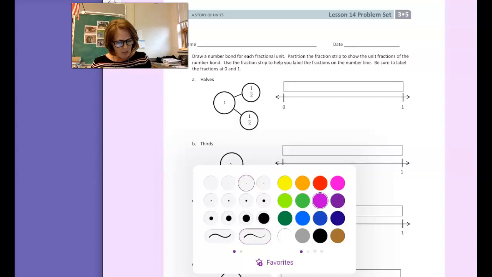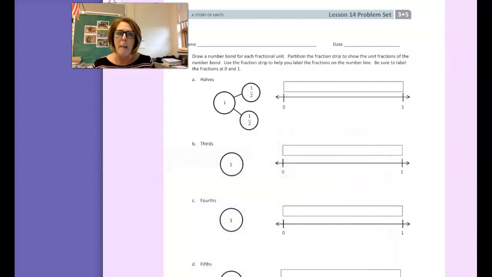So let's do some blue ink. So the first one they show you is halves. So the number bond is 1 whole. We can divide 1 whole into 1/2 plus another half. So letter A, we're going to just divide our fraction strip in half, and then we're going to label this. That would be 0 halves, 1/2, 2 halves.